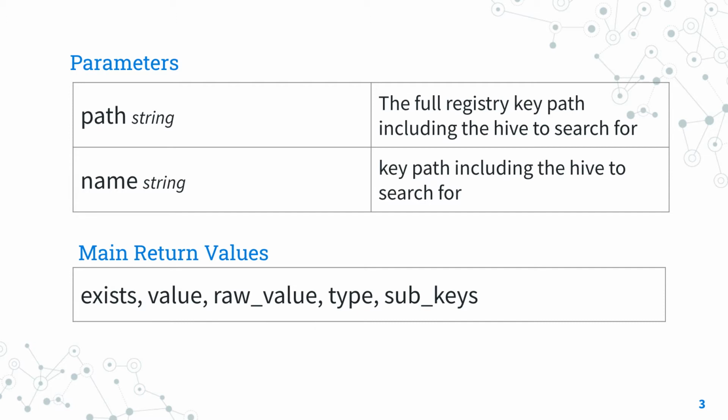Let's start with exists, that will return true if the key property exists in the registry. The value of the key is accessible via the value and raw_value attributes. Sometimes these two options differ based on the key type. Other useful attributes are type for the property type and sub_keys for a list of all subkeys of the key specified.